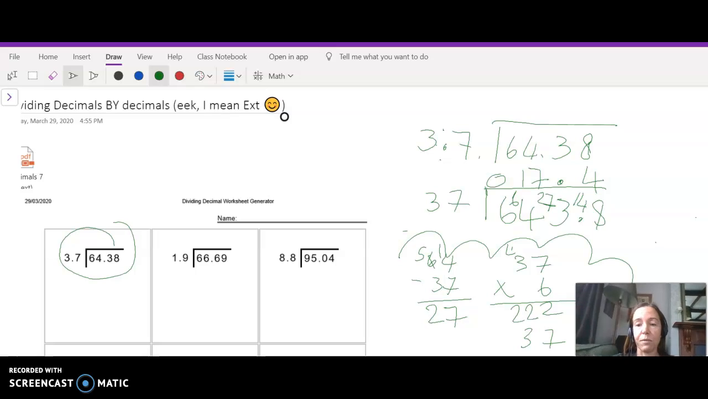If there was a remainder, I could have just carried on going 0, 0, 0. So hopefully that all makes sense. Good luck.